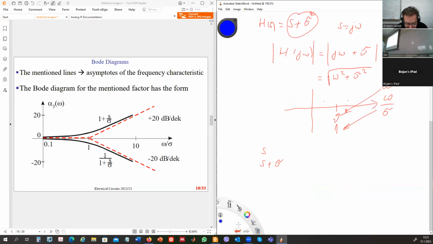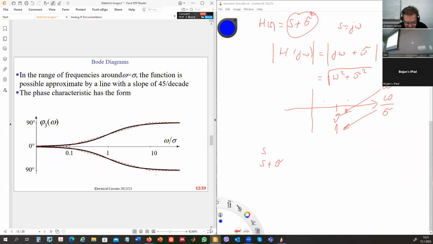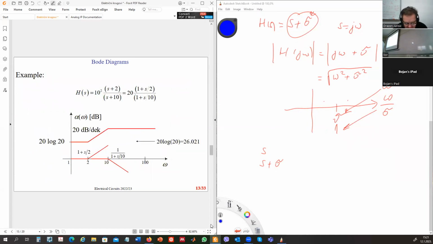Let me change color a little bit. Okay, what about the asymptotes of the phase characteristic? You can look at these slides, and they look like this. It's not so important. Now we come to one example.